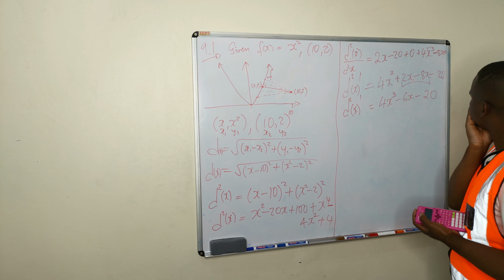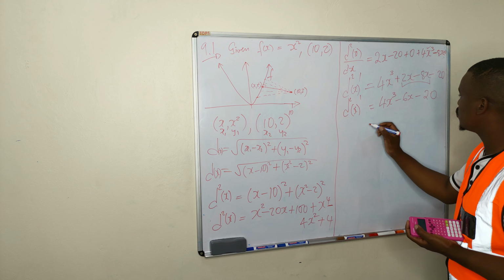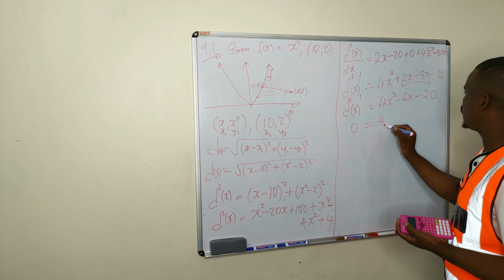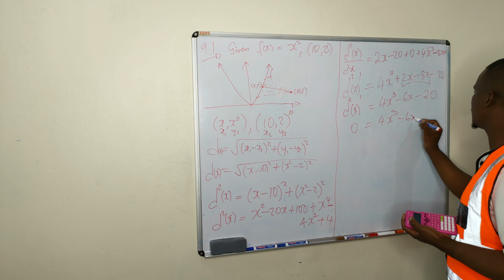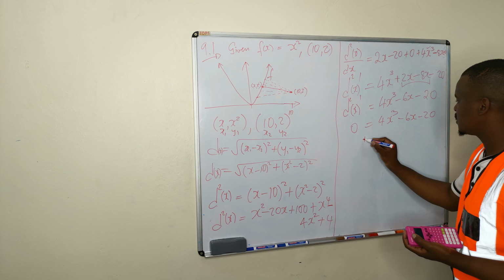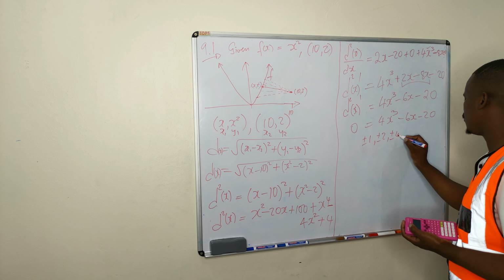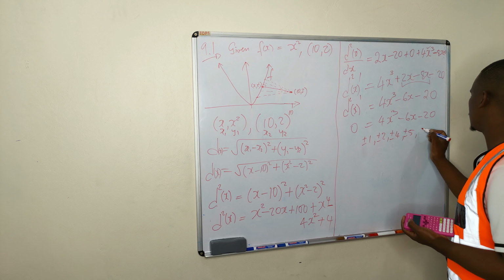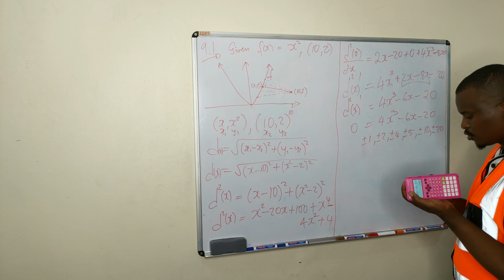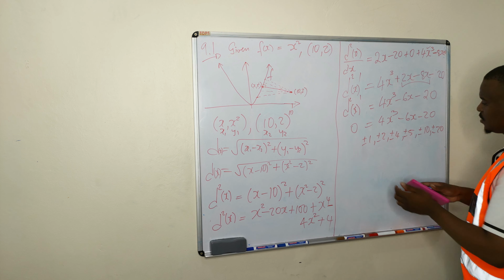Then what do we do? So we equate this to 0. So 0 is equal to 4x cubed minus 6x minus 20. So we find the factors of 20: plus minus 1, plus minus 2, plus minus 4, plus minus 5, plus minus 10, plus minus 20. So we use trial and error to see which of these factors will give us 0.